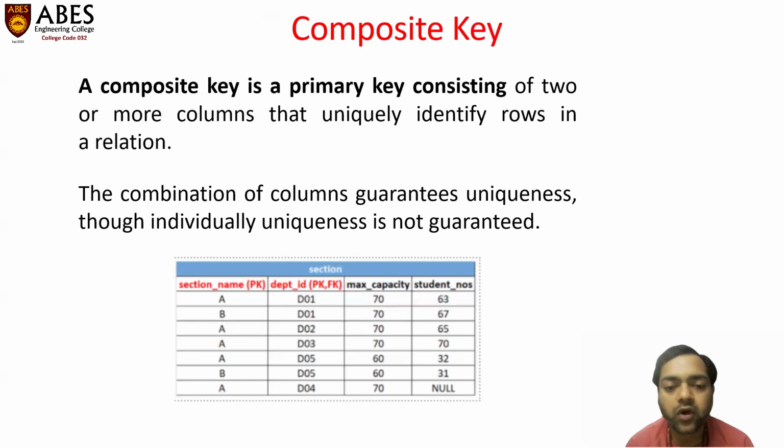Now the combination of columns guarantees uniqueness, though individual uniqueness is not guaranteed. In this example, we have taken a relation named section. We have section name, department ID, maximum capacity, and student numbers. In this case, we combine two attributes, section name and department ID, and combined they form a primary key. This is called the composite primary key, because in this particular example, we combine two attributes, right?